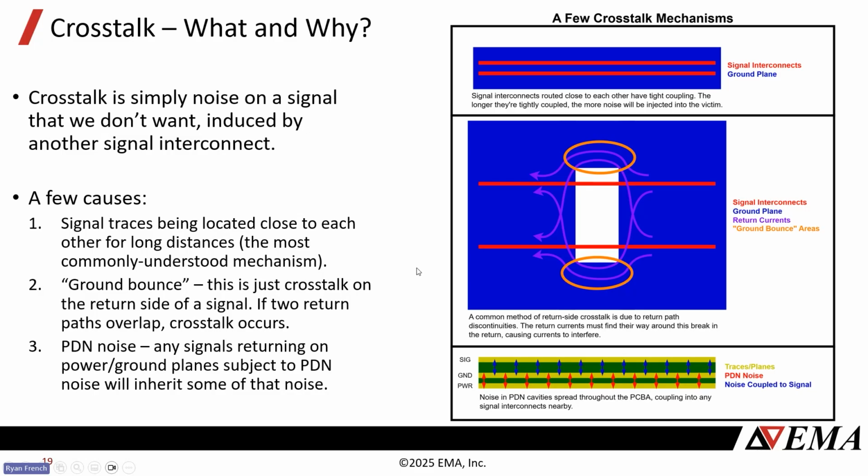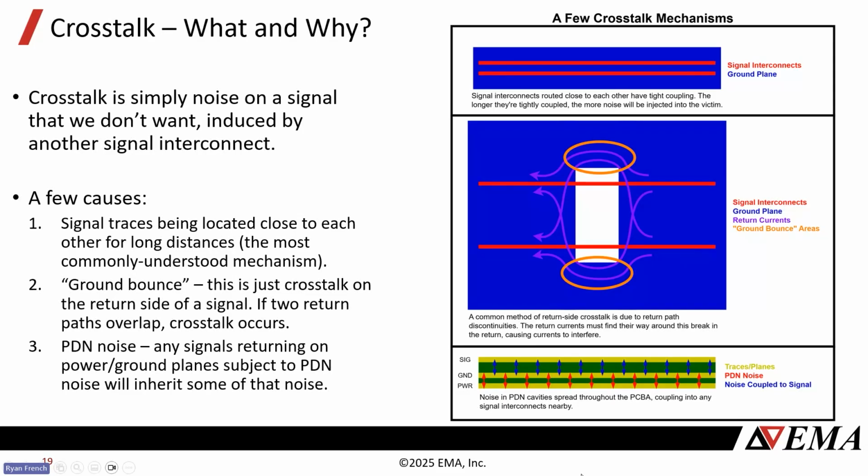However, there's also ground bounce. And ground bounce, I've heard a lot just referred to as any noise on your ground plane. But what it is, is when two return current paths overlap. A common way of having this is splits in your return. So as these signals travel, their return has to travel back to the left. And they hit this split and they go, I got to get over there. So they're going to jump the gap. They're going to go around this. In any areas where their returns are overlapping, you're going to get noise coupled between them. That's going to show up a lot like regular signal side crosstalk.